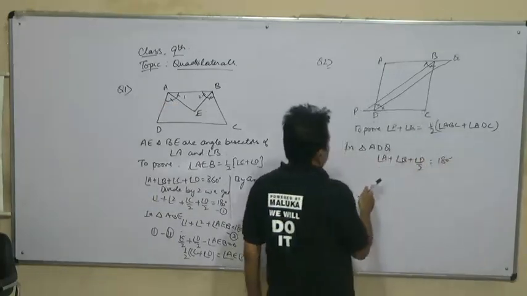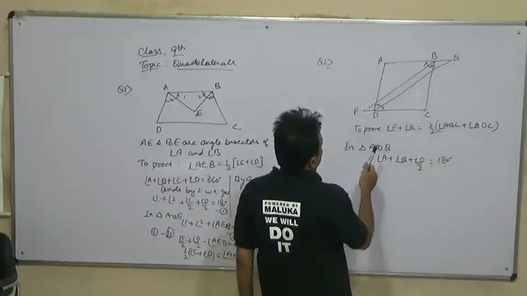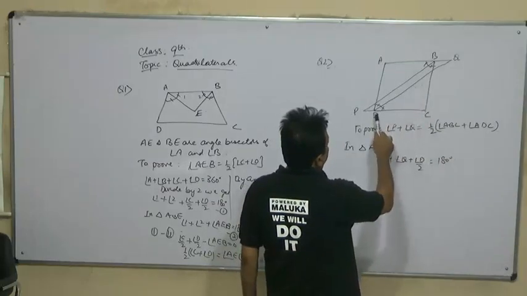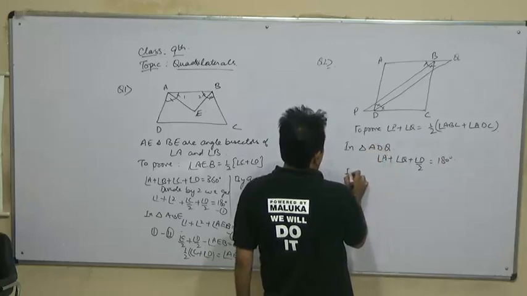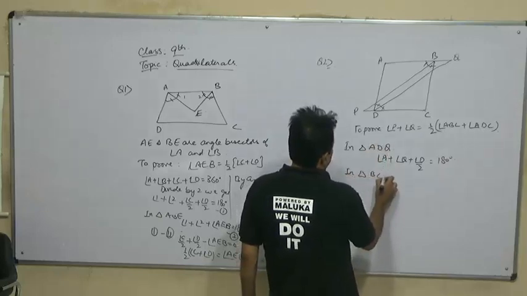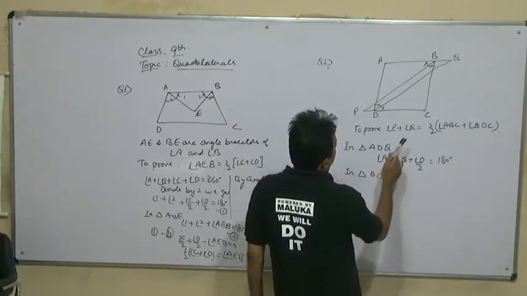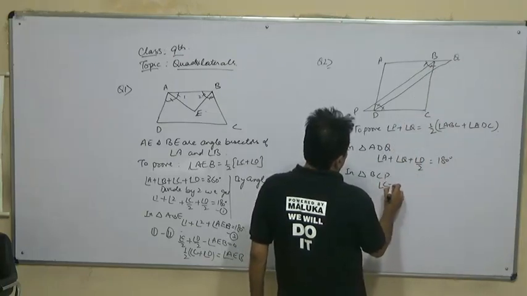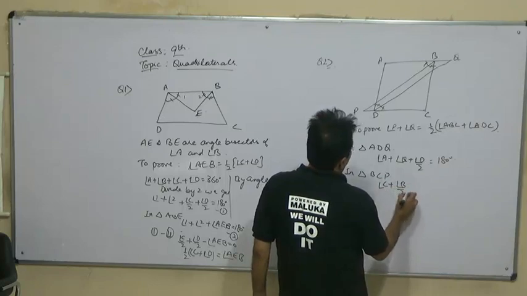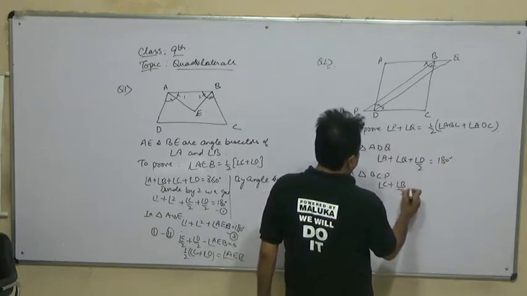And similar is the case with the other triangle. We take triangle BCP. In triangle BCP we have angle C plus angle B by 2 and angle P.